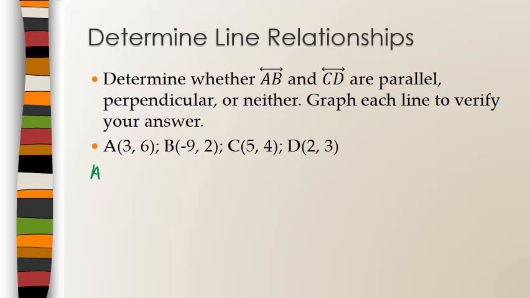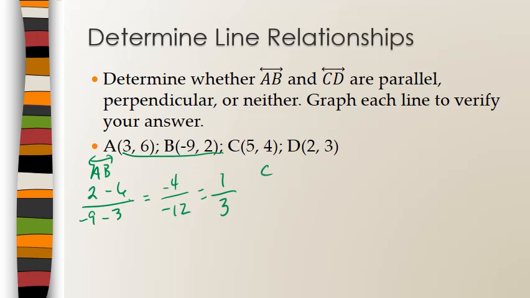So again, let's find the slope of AB. I got y2, so that's 2, minus y1, 6, over -9 minus 3. 2 minus 6 is -4, and -9 minus 3 is -12. When I simplify that, it's 4/12, and 4 goes into 12 3 times, so the slope is 1/3.